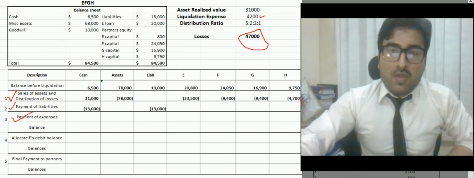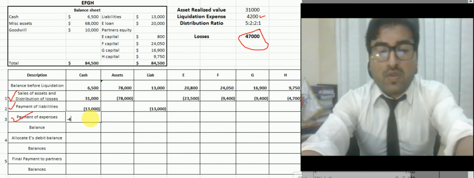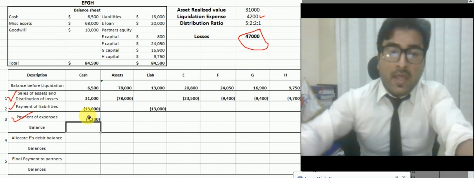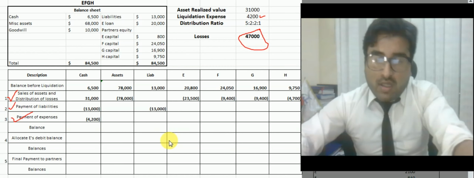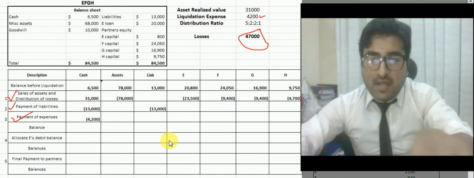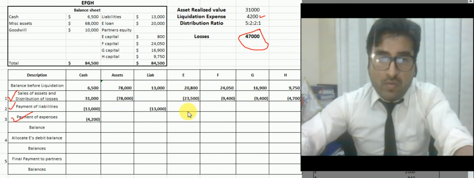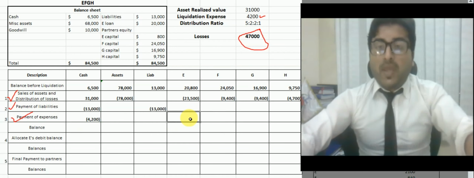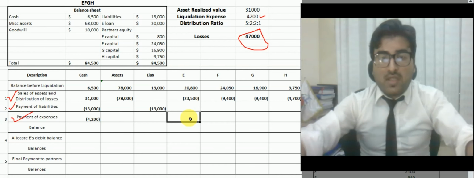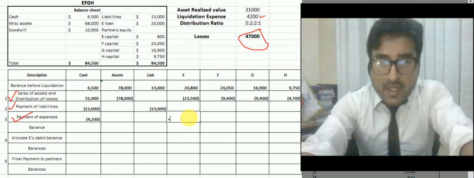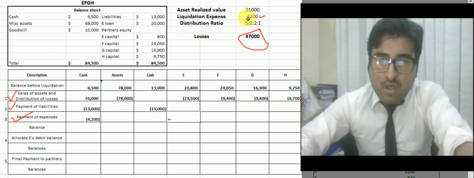Okay, so when we pay the expenses, you should minus 4,200 from cash here, and then you should distribute these expenses among all these partners using the same ratio. If you are paying expenses out of cash, who will share in these expenses? Definitely the partners.